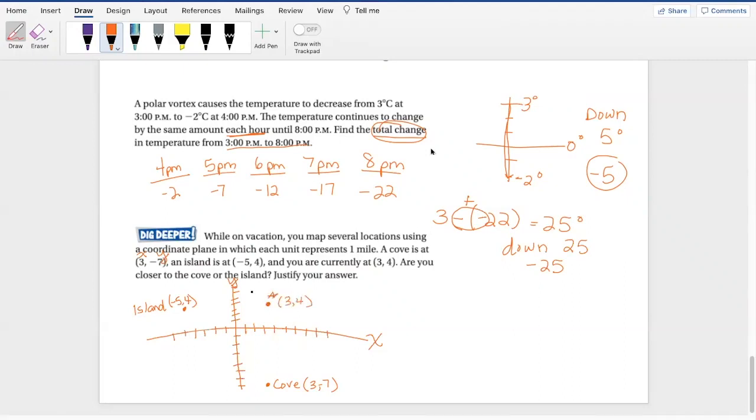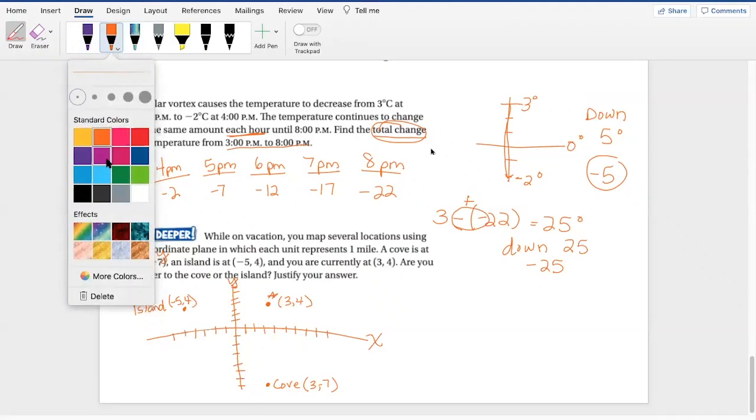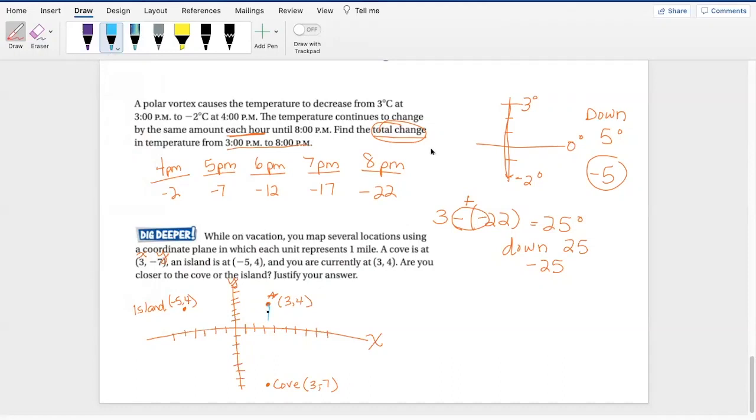It says, am I closer to the cove or to the island? So let's see if I pick a different color here. Let's think about how far am I from the cove? I didn't line that up too well, but you can think I am going from, on my y-axis here, I'm at 4, and I'm going all the way down to -7. So 4 minus -7, there's that adding. That's really 4 plus 7. That's a change of 11. So I'm 11 units from the cove.